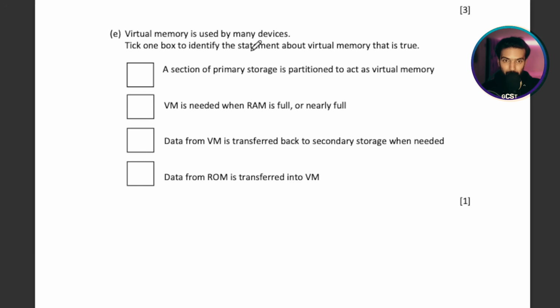Alright, virtual memory. Tick one box to identify the statement which is true. So a section of primary storage is partitioned to act as virtual memory. That's incorrect. It's not primary, it's secondary.